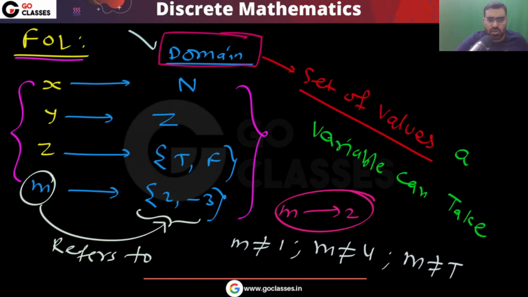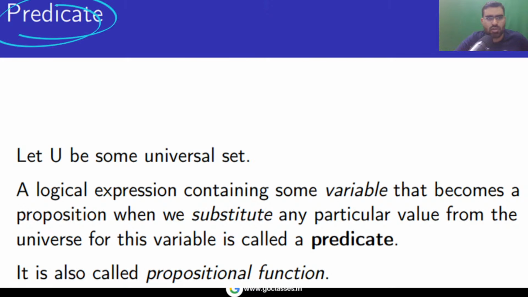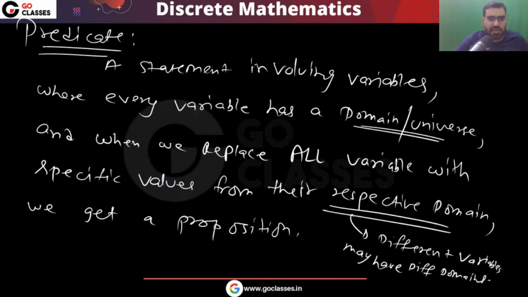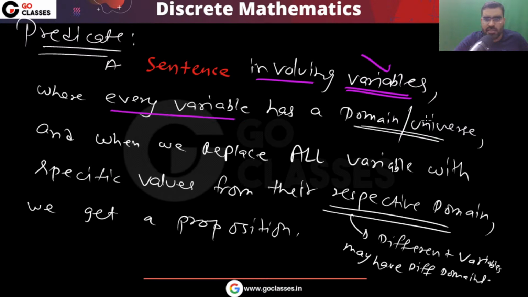Now the next concept is predicate. What is this concept of predicate? This is another simple concept. Predicate is a statement. Basically, I can say predicate is a sentence involving variables, where each variable has a domain. Each variable can take any value from its domain.